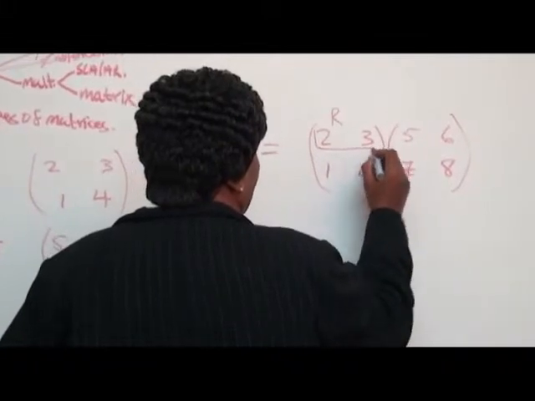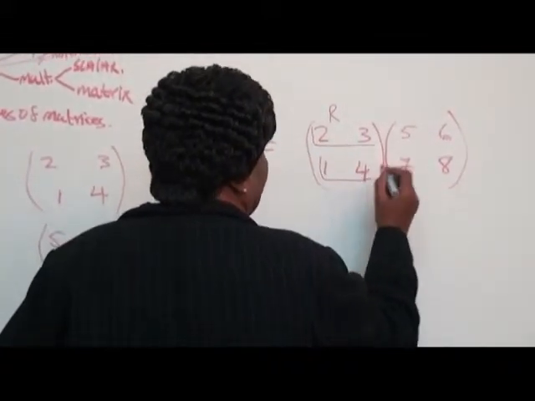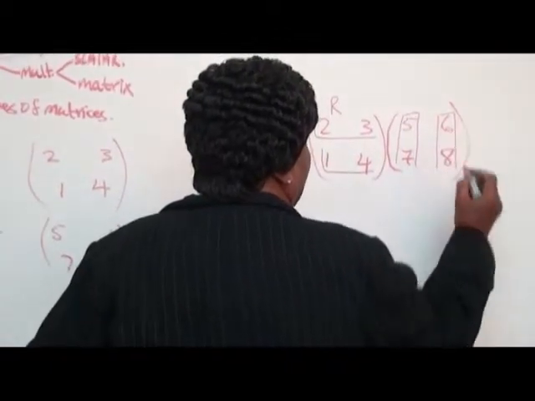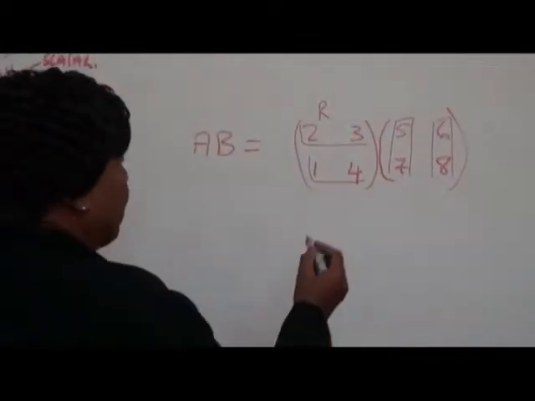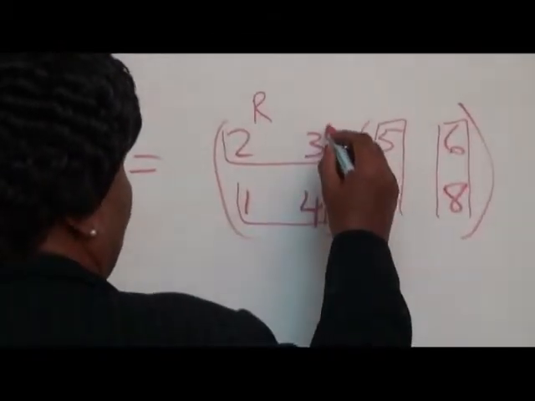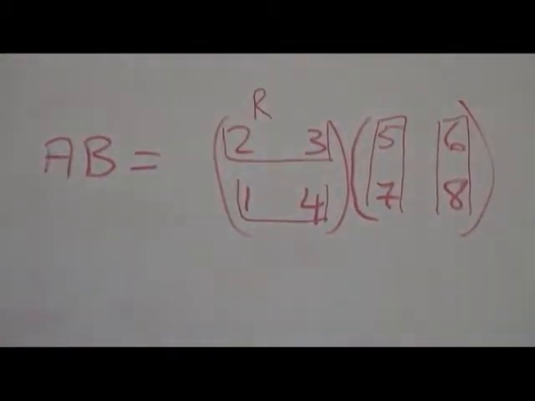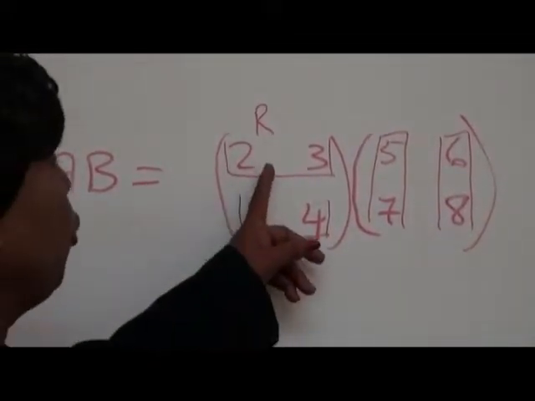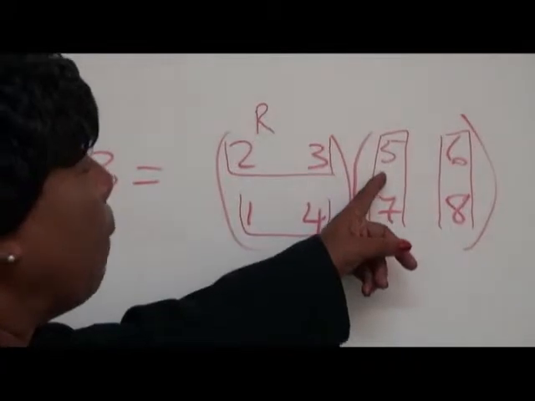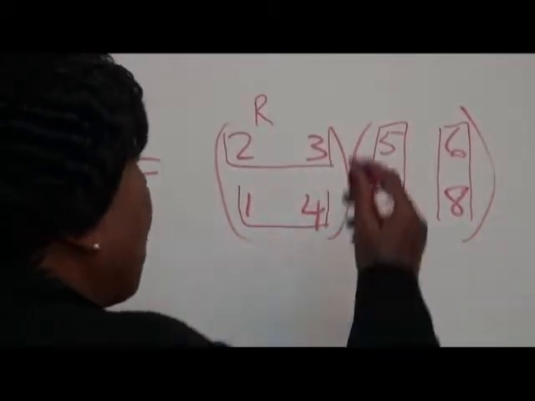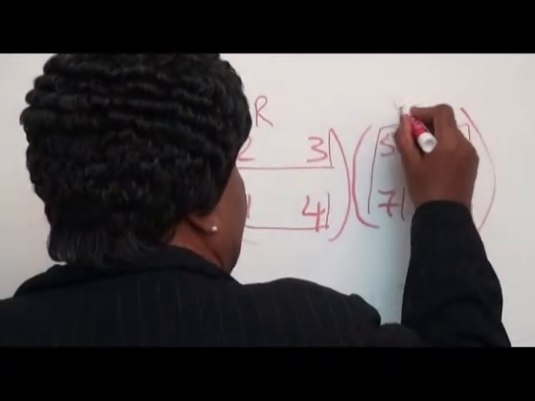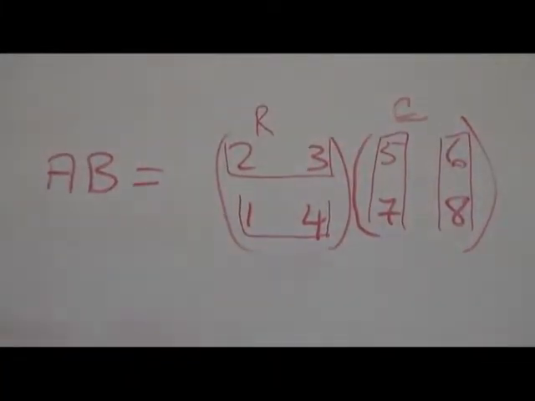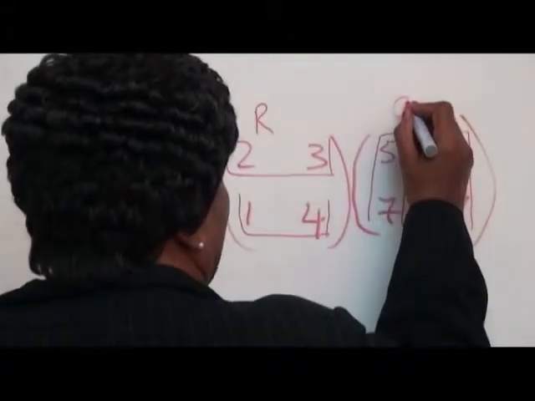And just not to confuse ourselves, we put them in a little box like this, okay? Until we can go fast with it, so that we know. So the 2, 3 would represent our first row, and we said the first row must be used up with each of the columns in the second matrix.